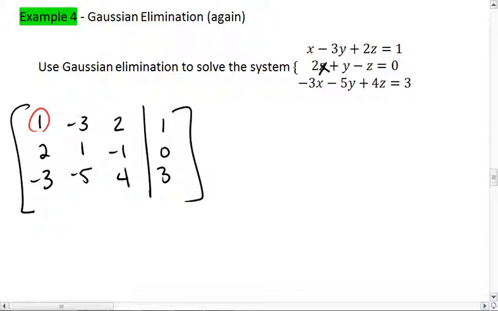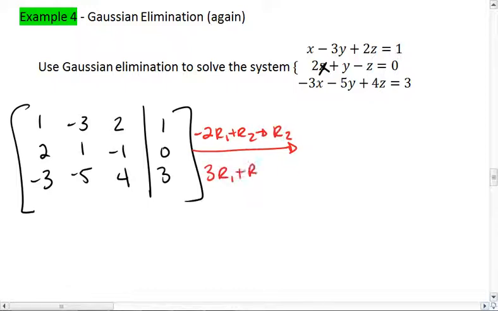So now what I want to do is use this leading 1 to get rid of the 2 and the -3 below it. To do that, I'm going to take -2 times row 1 and add it to row 2. This will be my new row 2. And then 3 times row 1 plus row 3 to be my new row 3. Let's focus on row 2 first. Alright, I'm leaving row 1 alone.